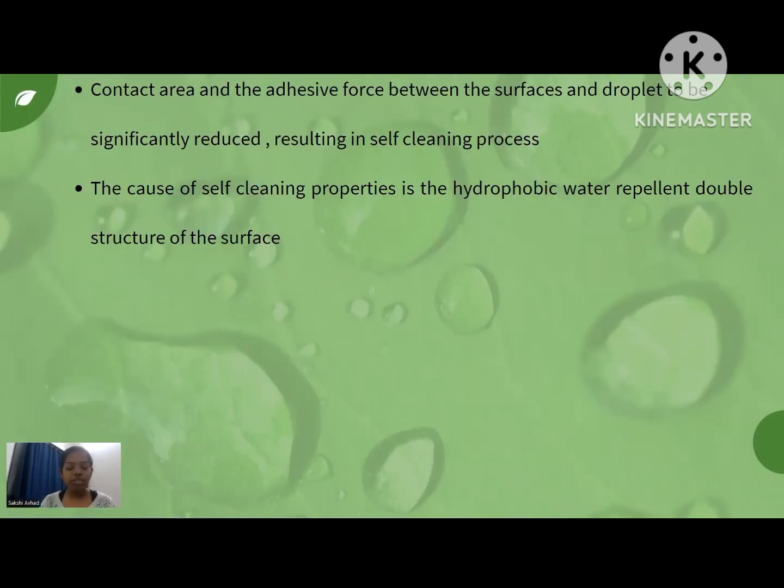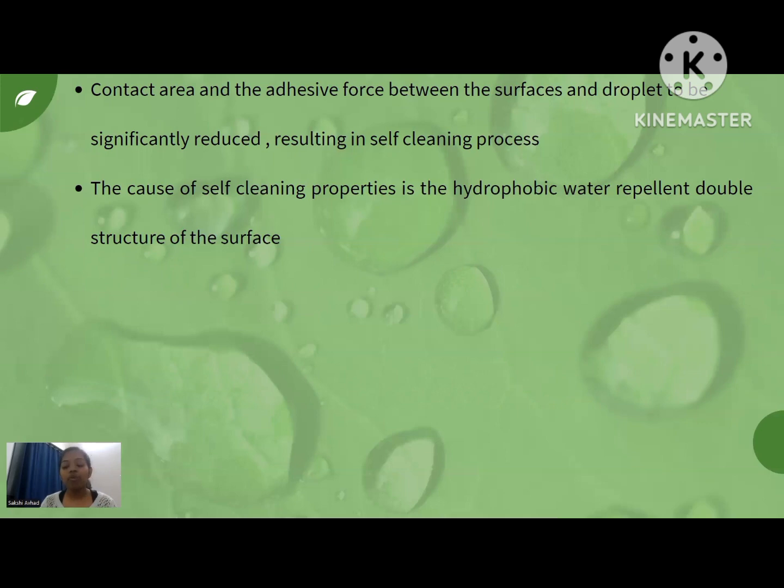When a droplet falls on the leaf, it takes the shape of a sphere due to high surface tension. Because of the sliding of a smooth surface over a rough surface, there are fewer adhesive forces between water and leaf, and that makes it easy for water to slide on the leaf.